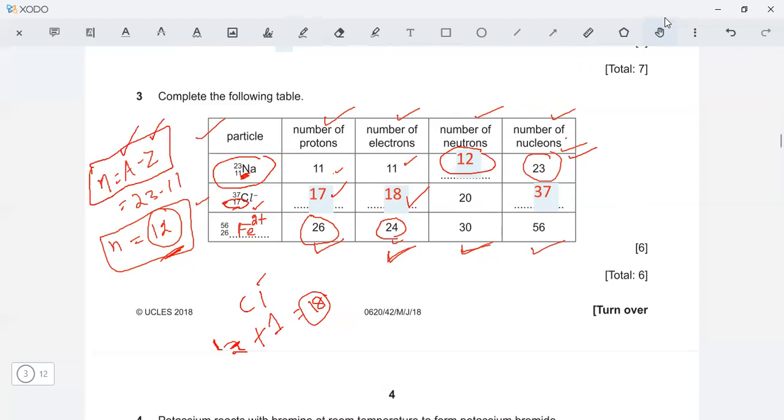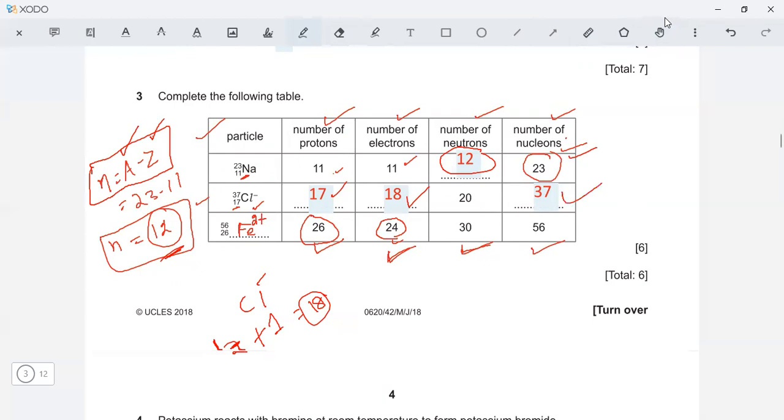Then you have to write the nucleon number. What is the nucleon number? It is clearly mentioned here in this case. So it's going to be 37. Am I right? 37. So you can write here simply 37.